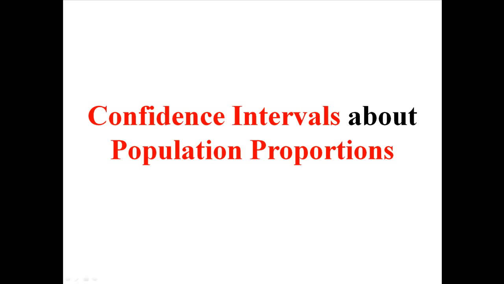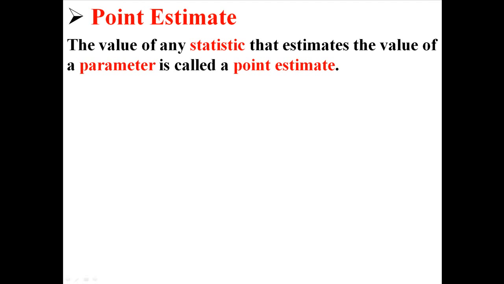We can also calculate confidence intervals to estimate population proportions. Now first of all, remember point estimates. The value of any statistic that estimates the value of a parameter is called a point estimate. So what we're going to try to do is take a point estimate, the sample proportion, and create a confidence interval around it to estimate the parameter, which is the population proportion.